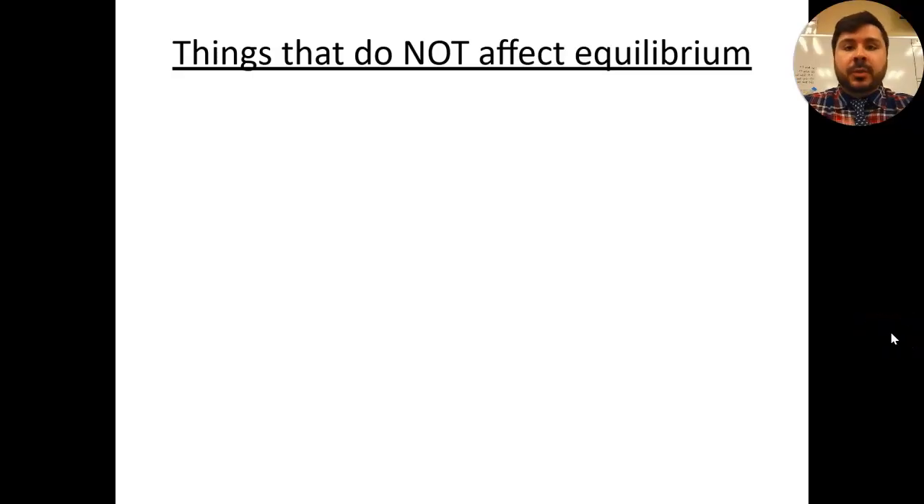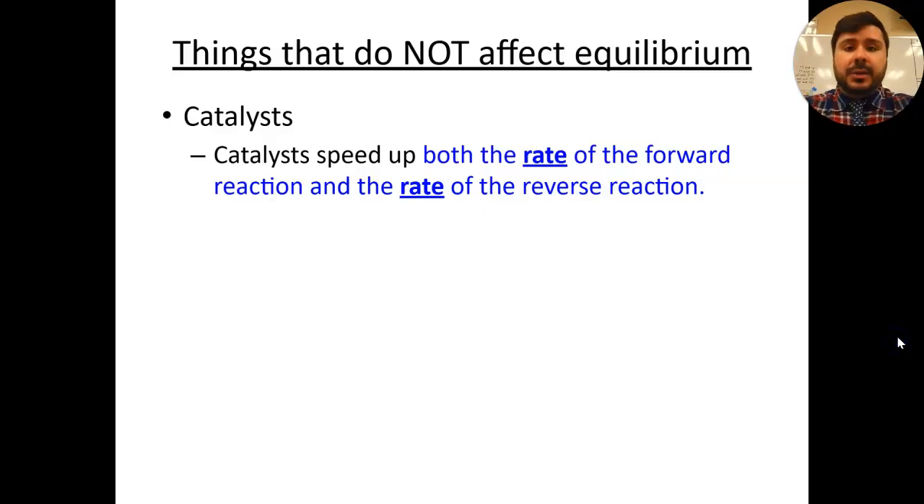So we talked a lot about those three stressors: changing concentration, changing the amount of your reactants or products, changing the volume or pressure of the gas, and ultimately changing the temperature. Those three things can and do affect equilibrium, but there are a handful of things that do not affect equilibrium if they aren't in fact changed in that system. For example, catalysts. We spent some time talking about catalysts.